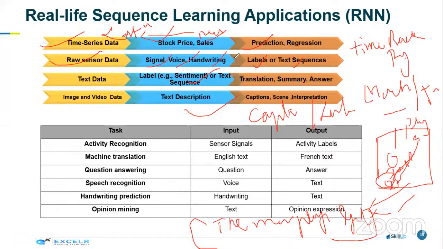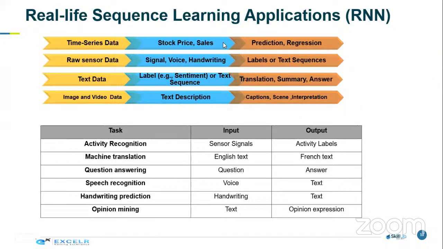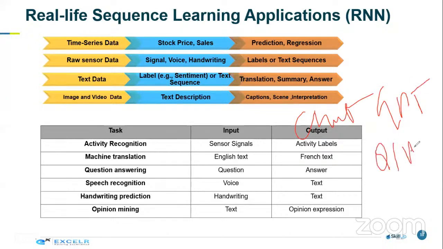All this kind of task is called sequential data, right? And for that purpose, we require this kind of recurrent neural network. Understood, guys? Action recognition, machine translation, question answering, chatbots, right? ChatGPT. What is ChatGPT? ChatGPT, this is the popular buzz, right? This is nothing but a question answering system.